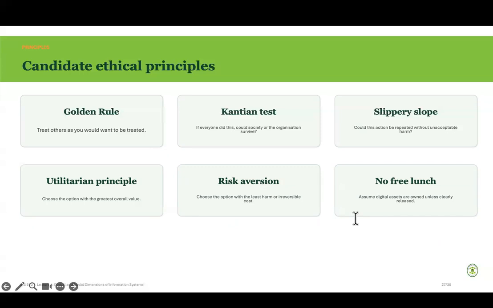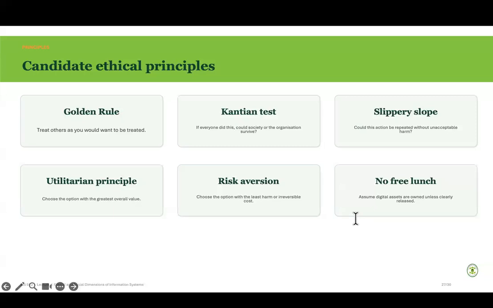Then the last but one, almost the opposite of the utilitarian principle, is the risk aversion principle. Before you take an ethical decision, this principle suggests that the option you should follow should be the one with the least irreversible harm. You choose the option with the least harm or irreversible cost.